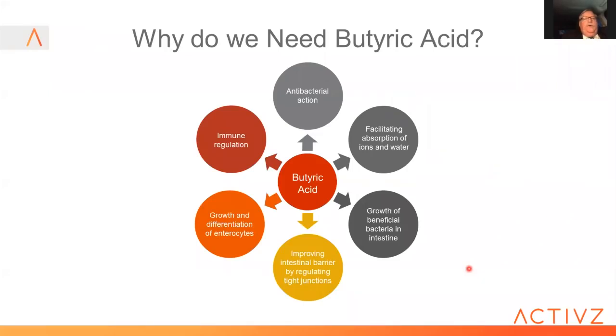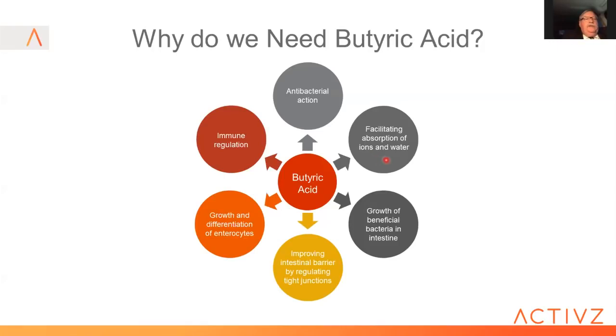So why do we need butyric acid? This is a good chart to just walk through the variety of reasons for what butyric acid is good for. Starting at 12 o'clock, if you look at it in a clock fashion, we're looking at antibacterial action. These are some of the things that butyric acid can do for our system that we can utilize it for.